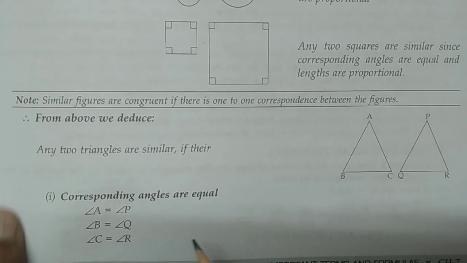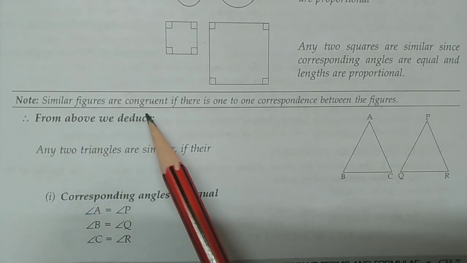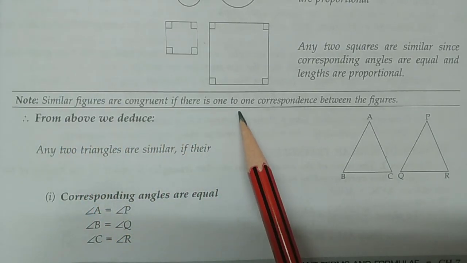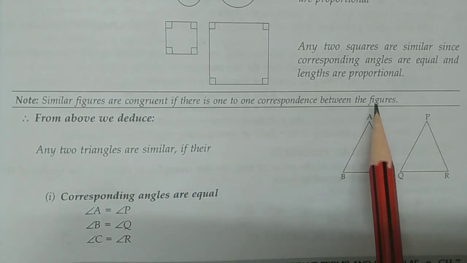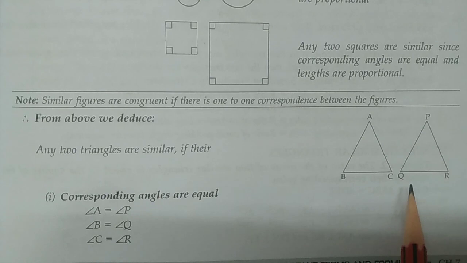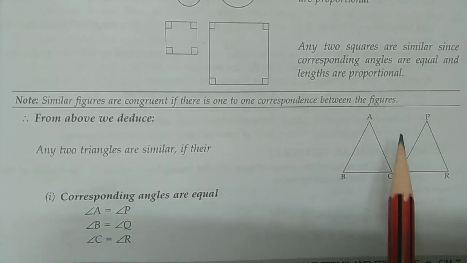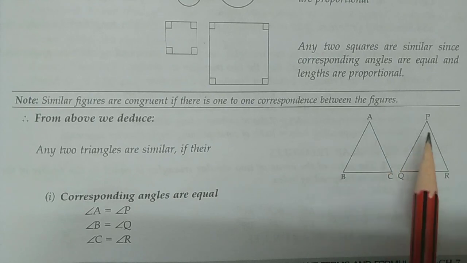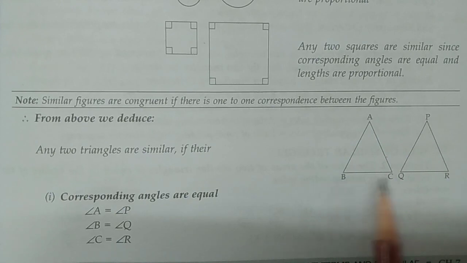The note given here says that similar figures are congruent if there is a one-to-one correspondence between the figures. So you can see these both figures. Any two triangles are similar if their corresponding angles are equal. So angle A equals angle P, angle B equals angle Q, angle C equals angle R. So these are equal, so it is called that corresponding angles are equal. Getting it? So it's called similar triangles.